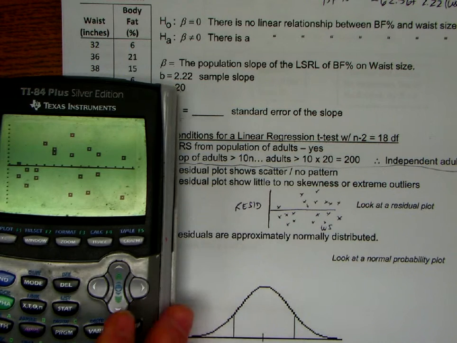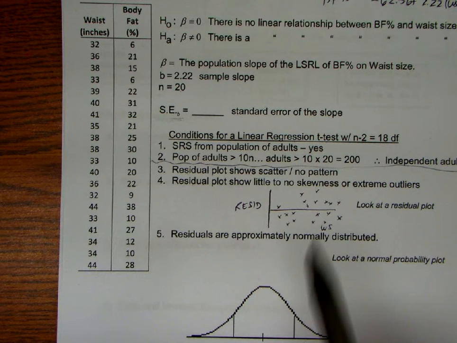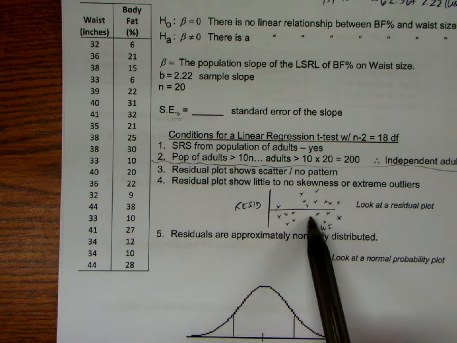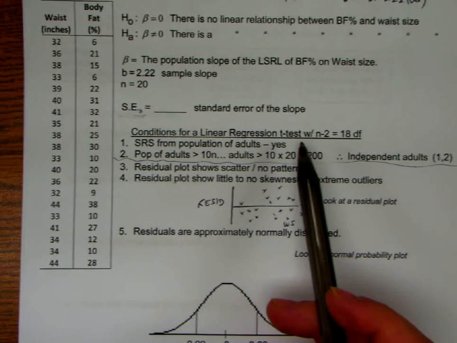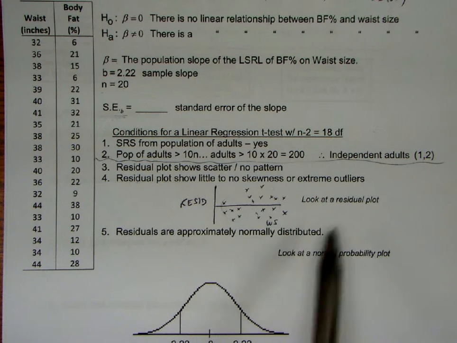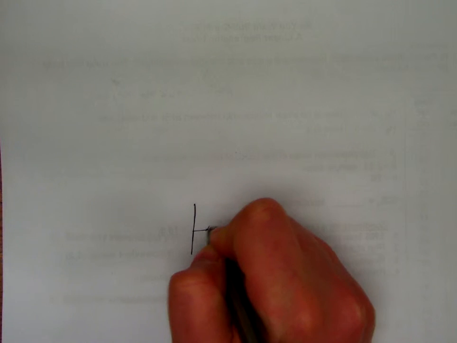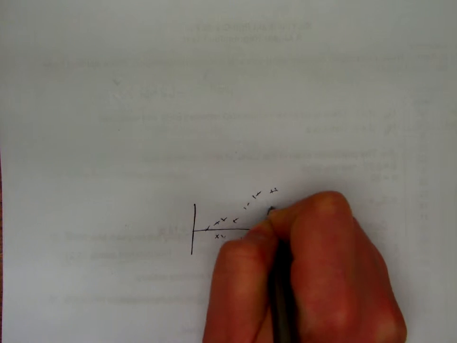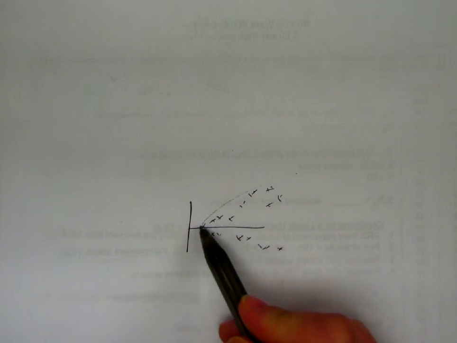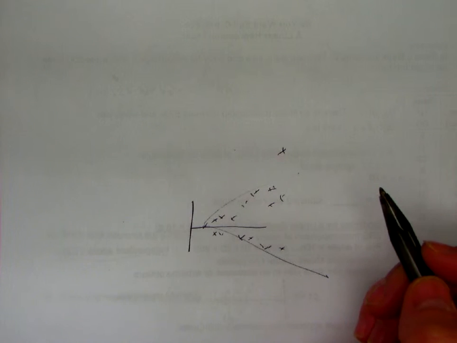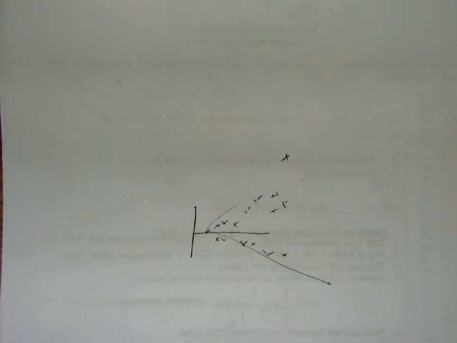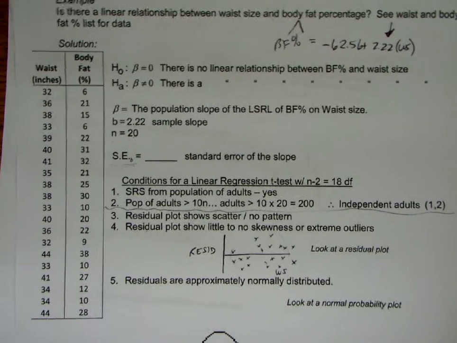Okay, so I'm going to draw a residual plot, and we're going to comment, it shows scatter and no pattern. That's good. A linear model is good. We also want it to show little or no skewness or extreme outliers. Skewness on a residual plot would look something like where it fans out. That would be skewness. And an outlier would be something way out there, outside of the pattern. So our residual plot looks good.